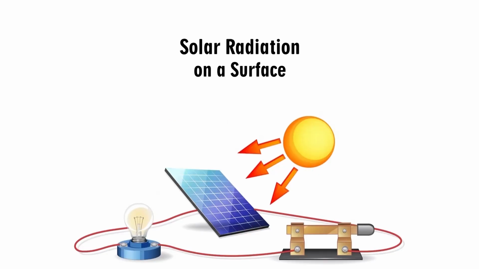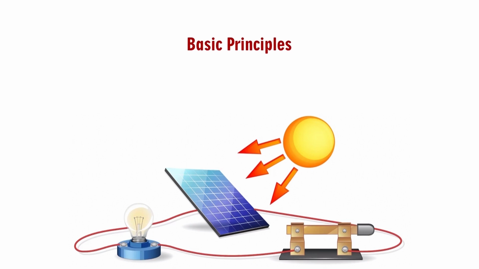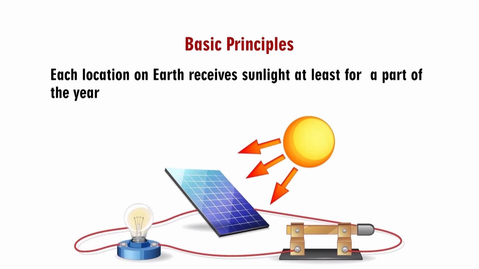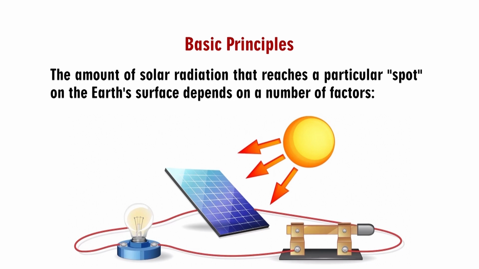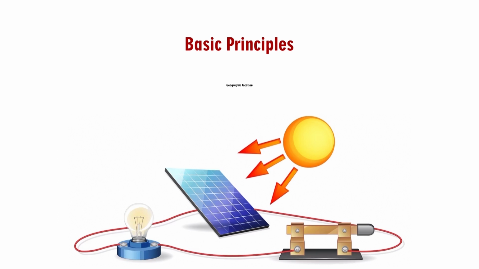Dear learner, now we will understand solar radiation on a surface. So first of all we will understand the basic principle. Each location on the earth receives sunlight at least for a part of the year. The amount of solar radiation that reaches a particular spot on the earth's surface depends on a number of factors. And what are those factors? First factor is geographic location. Second one is time of the day.